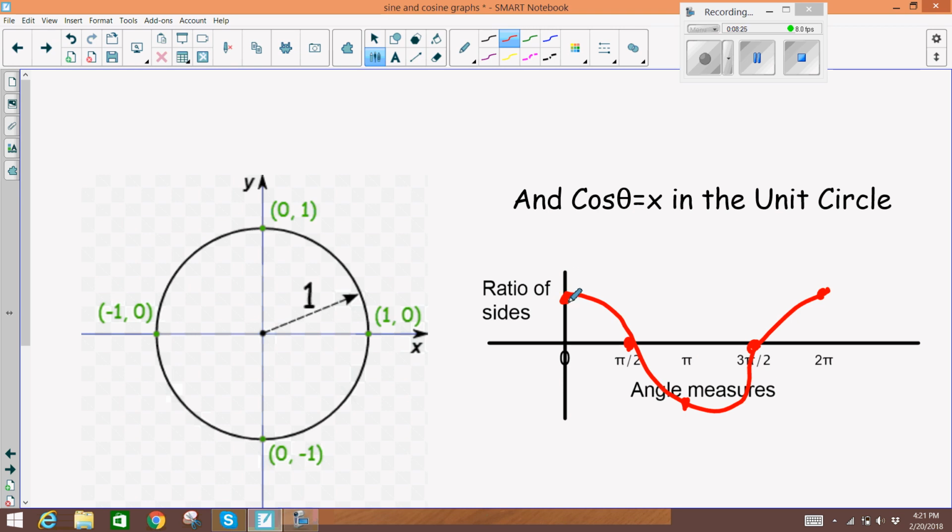Again, a sine graph and a cosine graph are really the same thing, it's just that one of them is shifted over. You can think about why that is. If you started here, that would be a sine graph, or if you started there, that would be a sine graph. If you start here, that's a cosine graph.